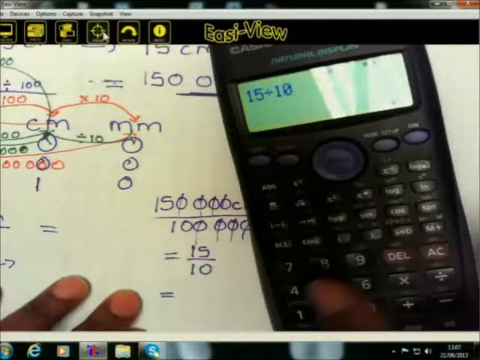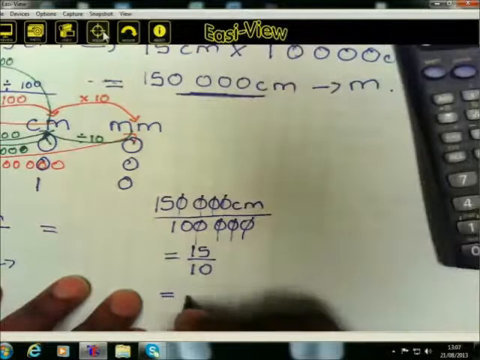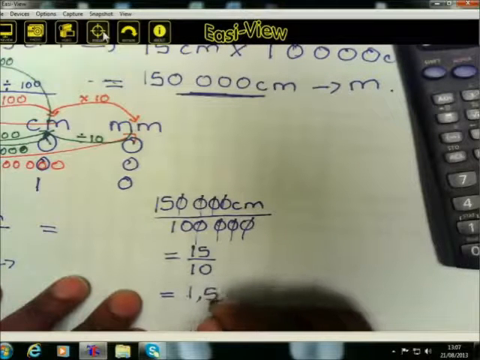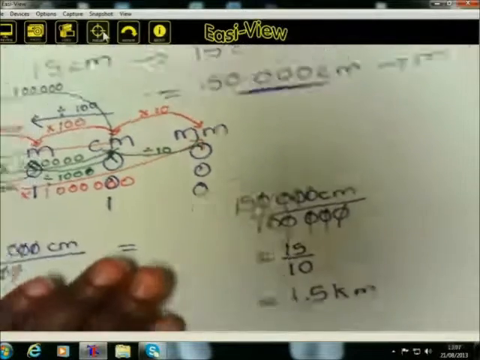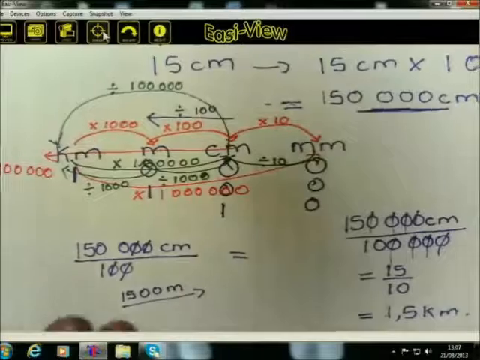So it's 15 divided by 10. You press the SD button there. So the answer is 1,5 kilometers. Grade 12s, I hope you find this method easy to use.